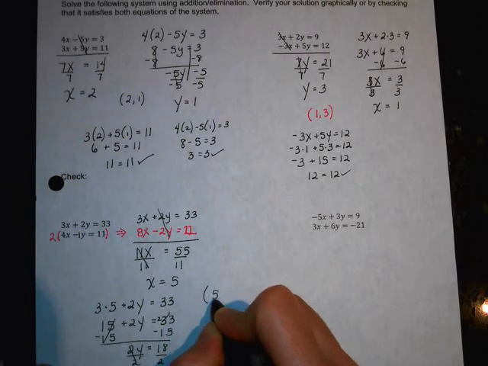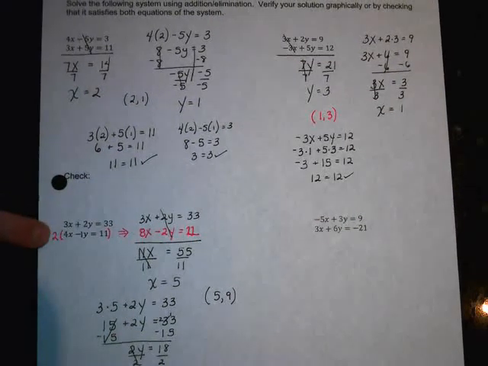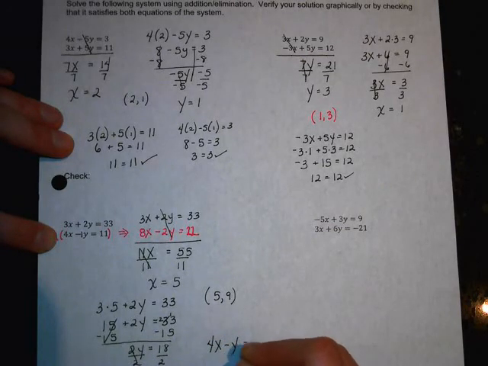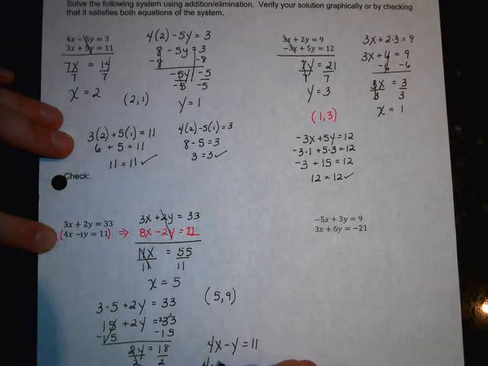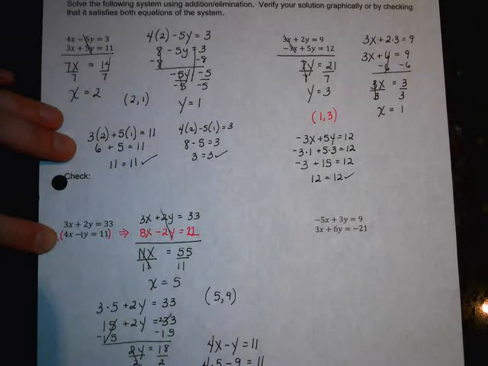So I used the first one to solve, so now I've got to use the second one to check, and I'm going to use the original. So this is the original equation. So now when x is 5 and y is 9, do I get 11? Yep. So we did good.